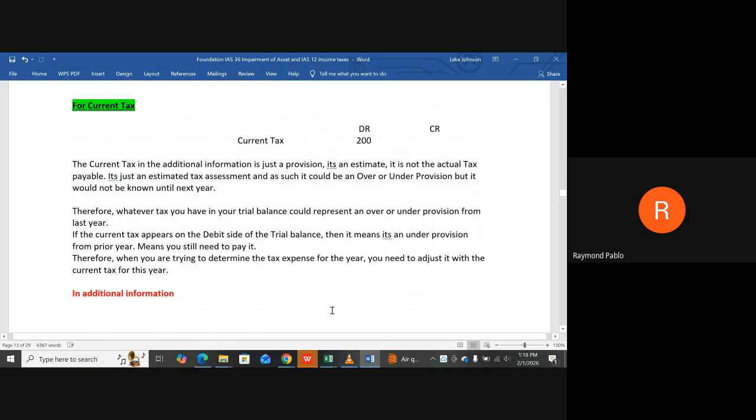Yes. So we're done with the movement in deferred tax. And I want to believe that makes sense, right? It makes sense. So let's now look at how to treat current tax.